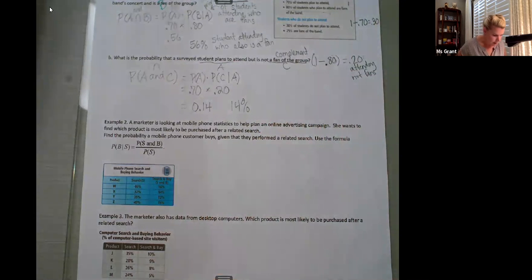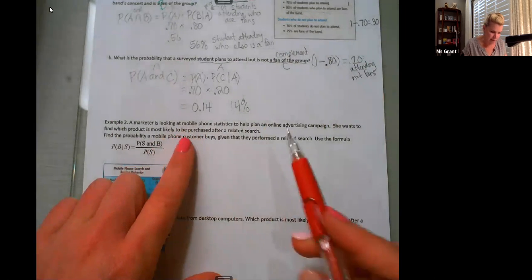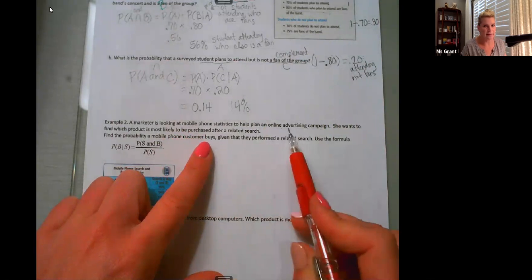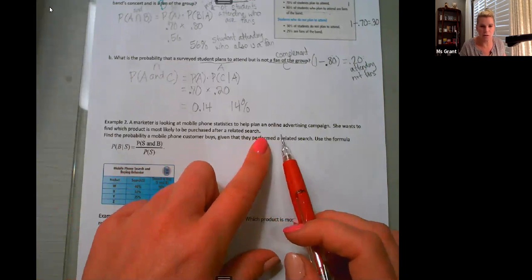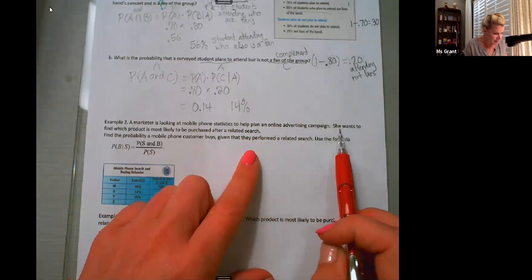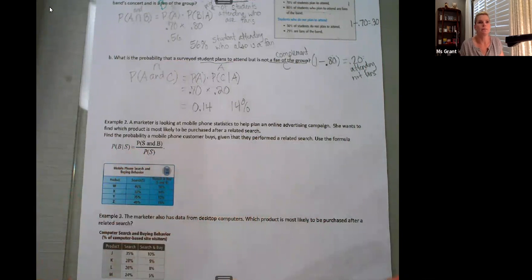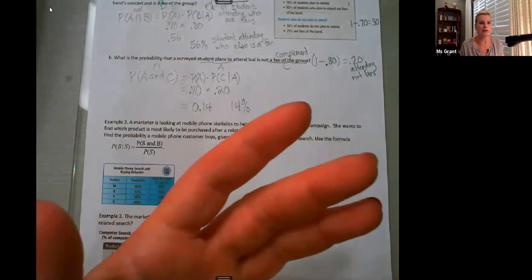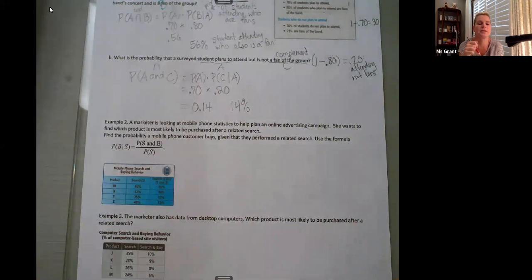Example 2. A marketer, so marketing is a person who looks at how can they sell their products better. A marketer is looking at mobile phone statistics to help plan an online advertising campaign. So it's online and they want people to use their mobile phones to purchase. So you buy something on your phone, like a Google search or Amazon or something. She wants to find which product is most likely to be purchased after a related search. So when I search for a miter saw, what's the chance that I'm going to buy the miter saw using my cell phone from the company's website?